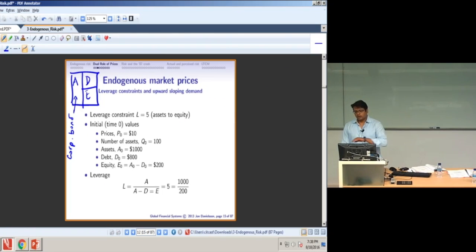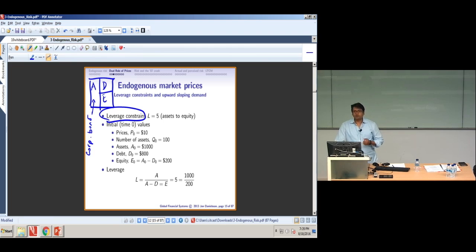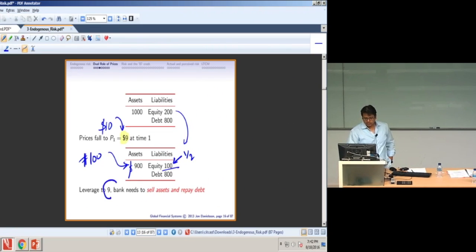There is a boundary condition, an overall constraint, which is the leverage constraint. Without applying any kind of risk weighting, I want to know the face value of your assets. And I want to make sure that the value of your assets divided by your equity does not exceed a certain multiple, which in this case is 5 times.